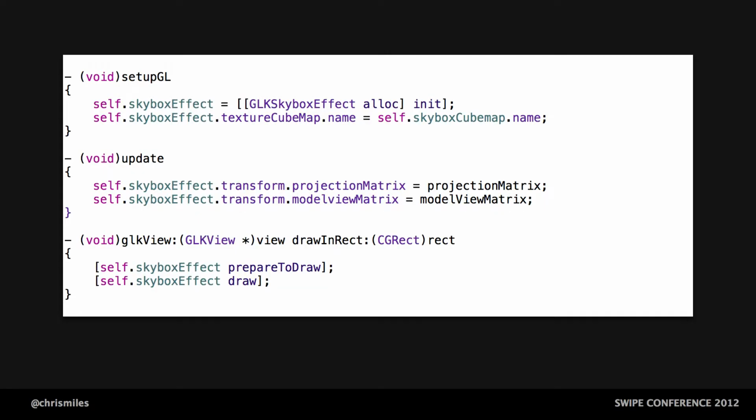One difference to GLKBaseEffect, where we actually do the triangle or the polygon drawing ourselves with something like glDrawArrays: in this case, SkyboxEffect will do the drawing for us. So it handles setting up the vertices for that skybox, loading them in, and then actually applying the draw. So we just simply call the draw method and it takes care of that.